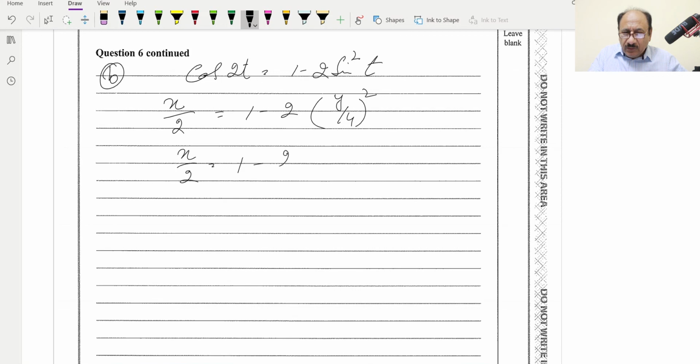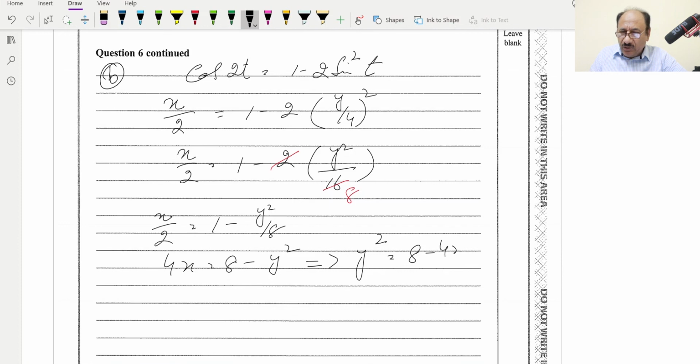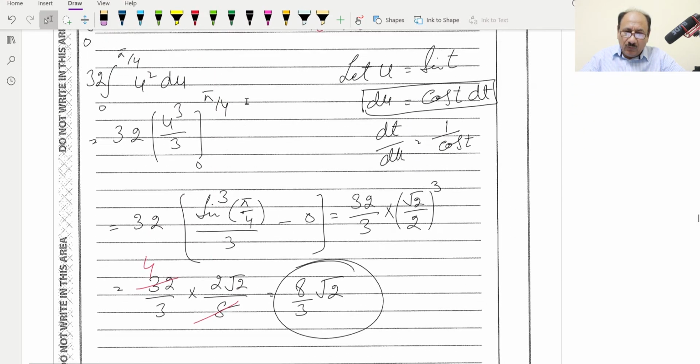to 1 minus 2 into y square over 16, and after cancellation 2 will be cancelled and we'll get 8. So x by 2 is equal to 1 minus y squared over 8, and we can multiply everything by 8. We will get 4x is equal to 8 minus y squared. This implies y squared is equal to 8 minus 4x, and this implies y is equal to the square root of 8 minus 4x. This is in the same format over here.